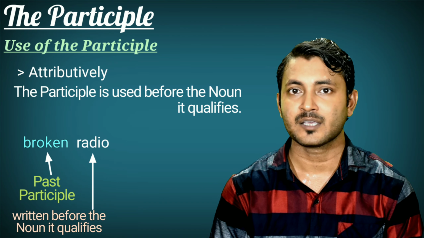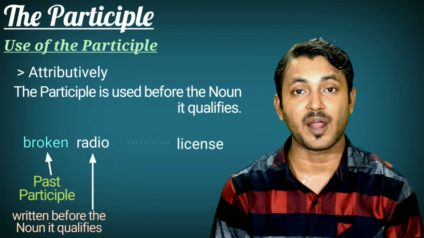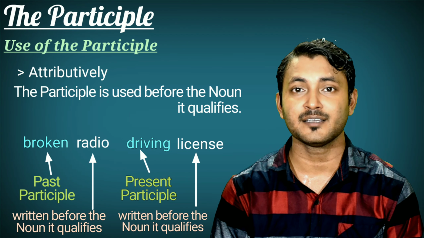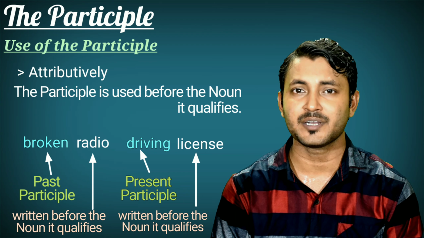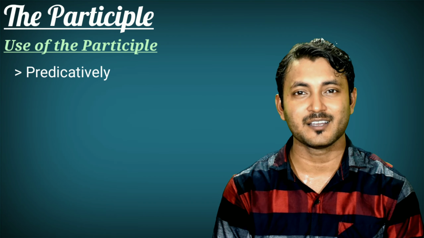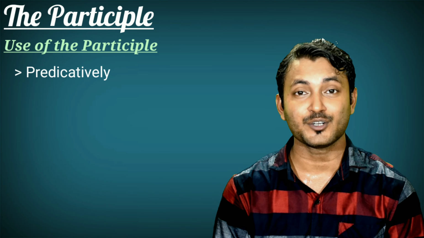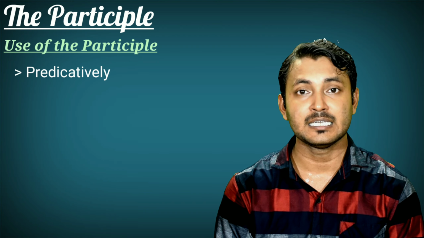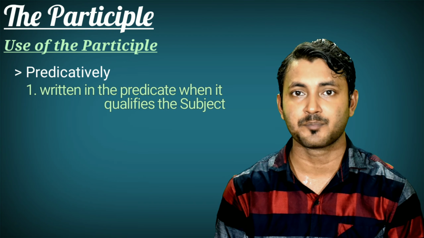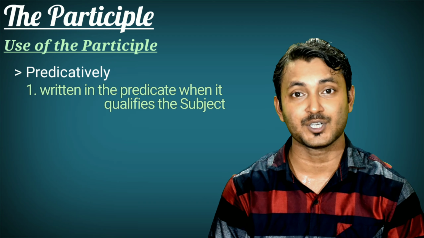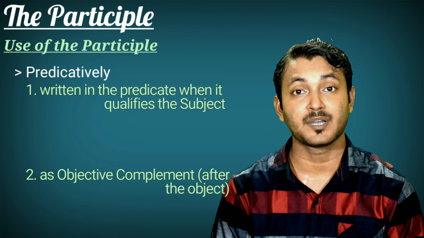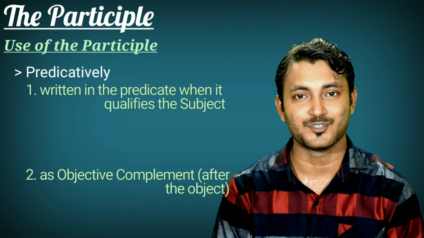If I say driving license, here driving is the present participle form of the verb drive. It is qualifying the noun license, and it is written before that noun. When a participle is used predicatively, it is not used before the noun or the pronoun it qualifies. It is generally written as part of the predicate when it qualifies the subject of the sentence, or it can be used as objective complement after an object.